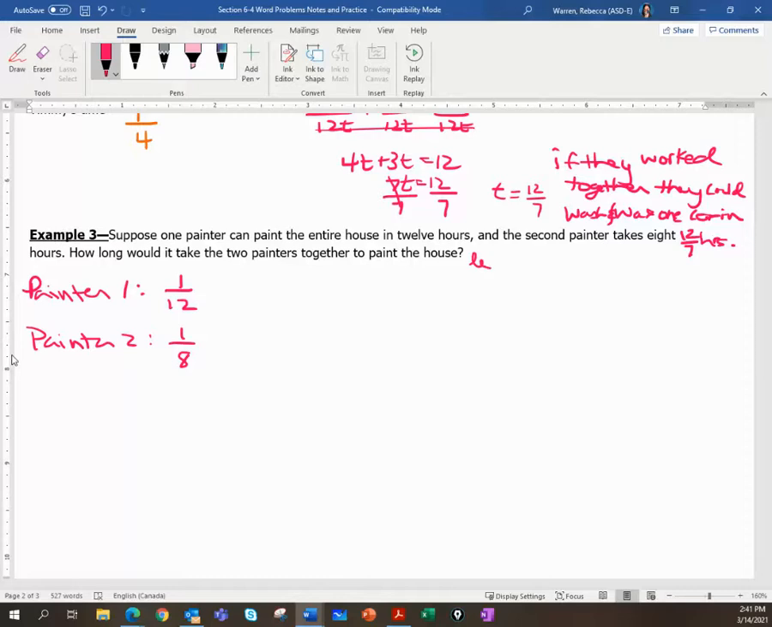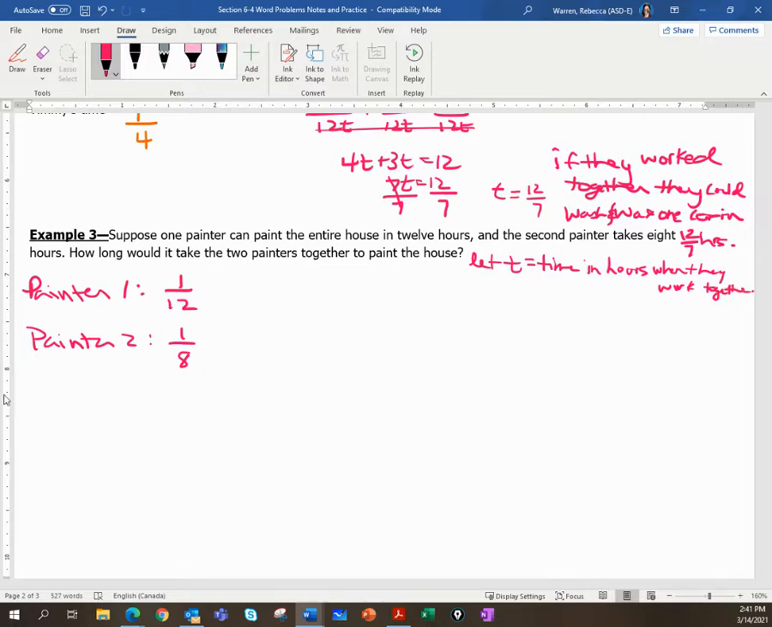So again, we're going to let T equal the time. We could say the time in hours. We could say the time for both of them to paint the house in hours. So the time in hours when they work together, or just the time in hours. Both are good.